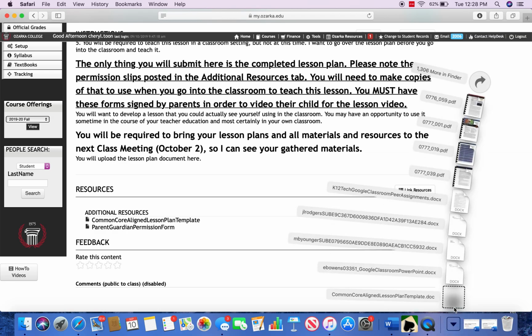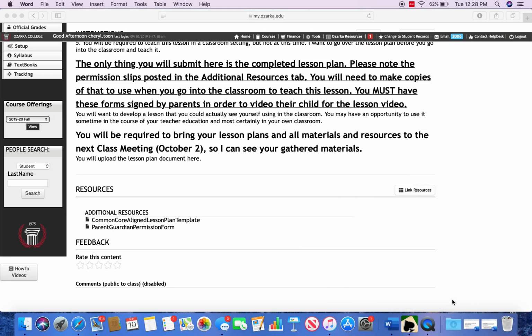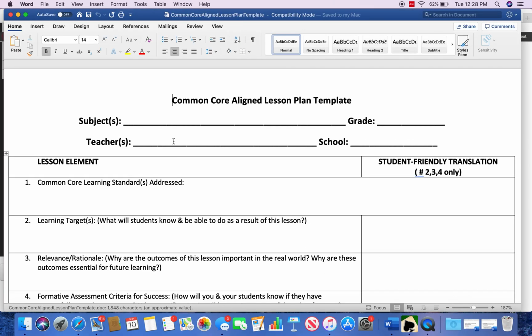So if you will open that lesson plan template, I'm going to explain to you the subject: English Language Arts, math, social studies, science, whatever subject area you select, and what grade level. So you would fill this information in, and you should be able to write on it. You might have to kind of work with it.